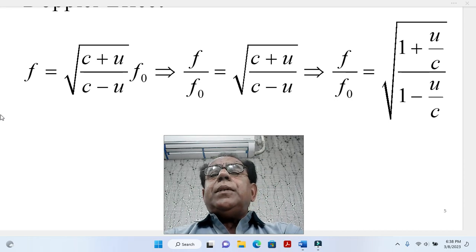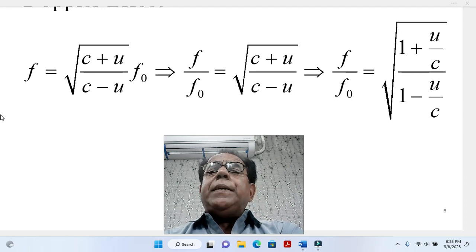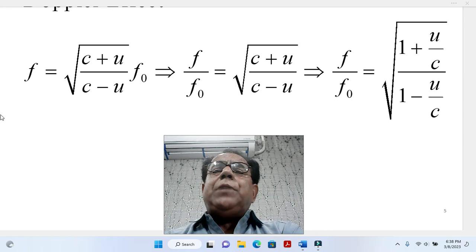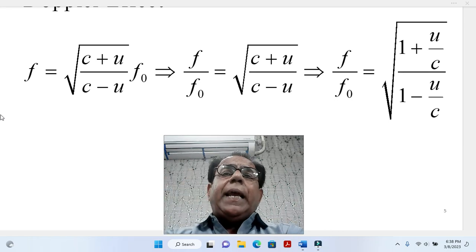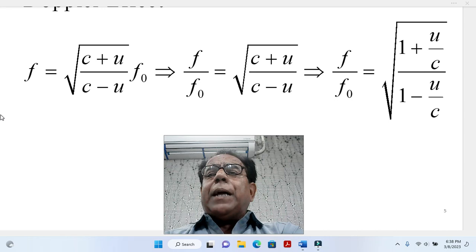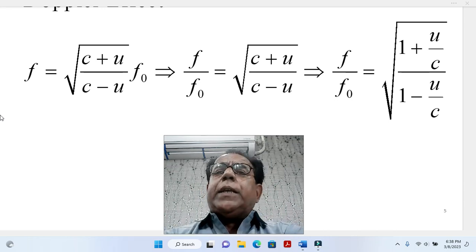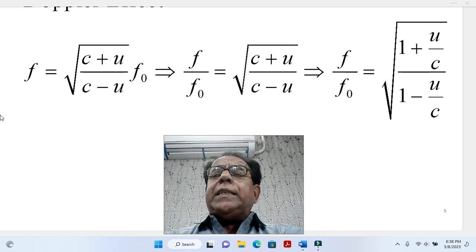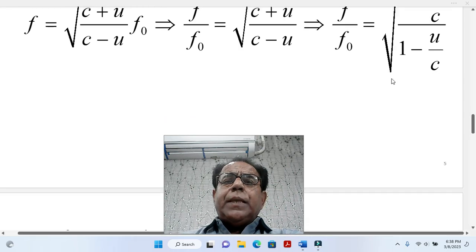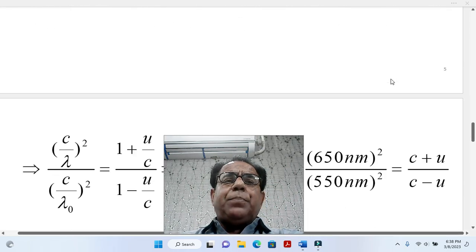Rather, dear students, suppose we take LCM c, then c plus u will become the numerator and c will become the denominator. In the lower side, c minus u over c, then c will be cancelled out with c. It will then be written as c plus u over c multiplied by c over c minus u. Quite simple.